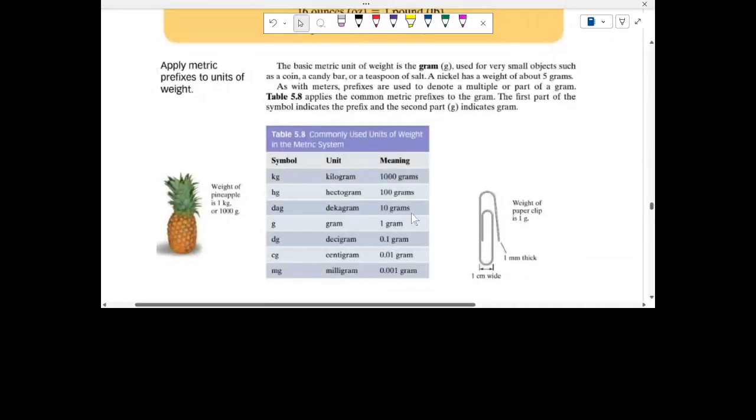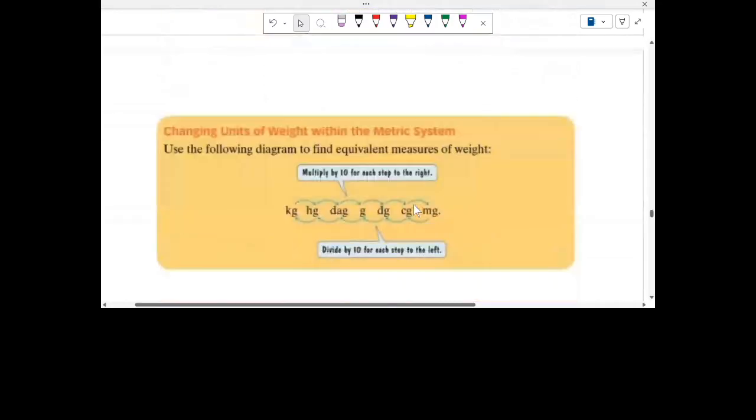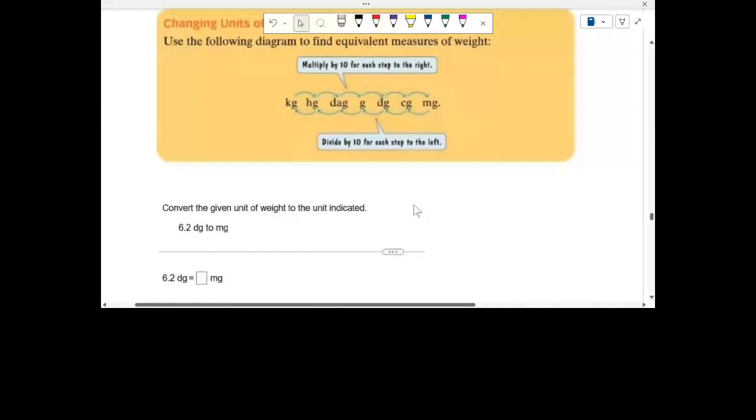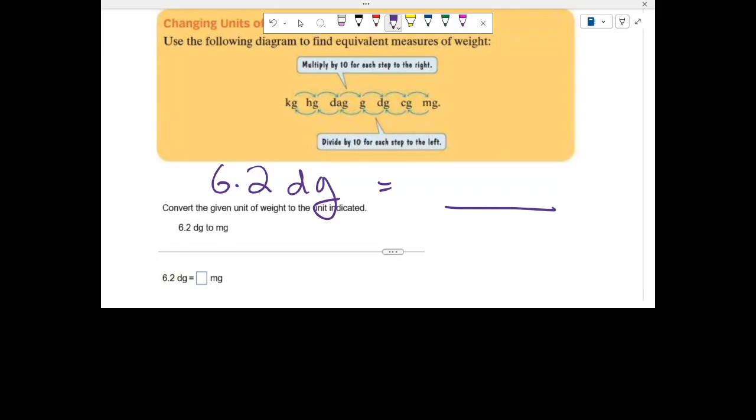All right, so let's take a look and let's see if we can figure this thing out. So y'all, what we're gonna do here is talk about, again, how do we change in the metric system? Changing in the metric system is really, really easy to do. So this is what I'm going to do. I'm going to look at my problem, and we have 6.2 decigrams, and we want to convert that to milligrams.